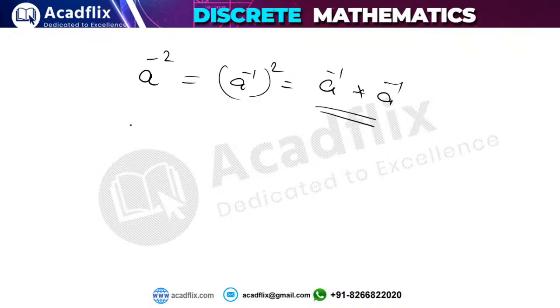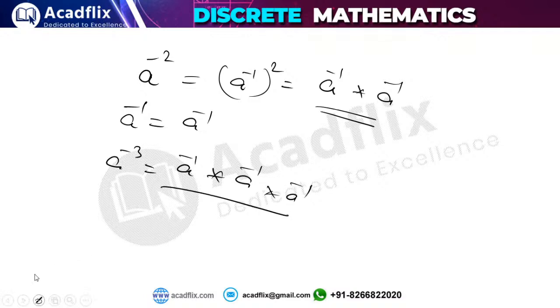Now let's see the negative power. We can also define negative power. For example, if we want to find a power minus 2, then that is nothing but a power minus 1 whole square. So this is how we define negative power. Basically a power minus 2 is nothing but a inverse power 2, a inverse whole square, that is a inverse star a inverse. For example, if you want a power minus 1, then that is nothing but a inverse. If you want a power minus 3, then that will be a inverse star a inverse star a inverse. This is how we define negative power.